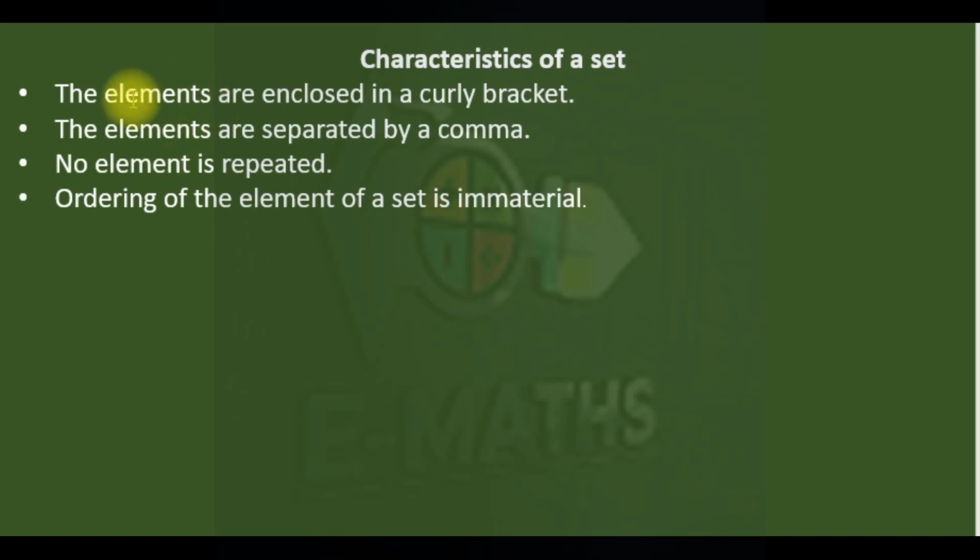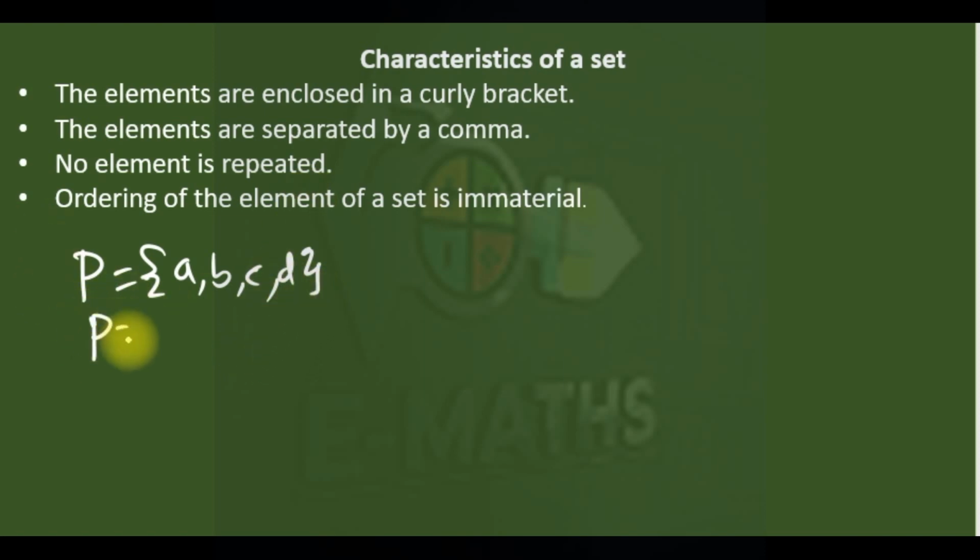The next thing is the characteristics. The first thing we have to know is that the elements are enclosed in curly brackets, as I've said before. The second one, the elements are separated by a comma. So if you write set P is equal to, you cannot just write the elements like that, because that means just one item. You need to separate them with a comma. And no element is repeated. We don't repeat elements in sets.